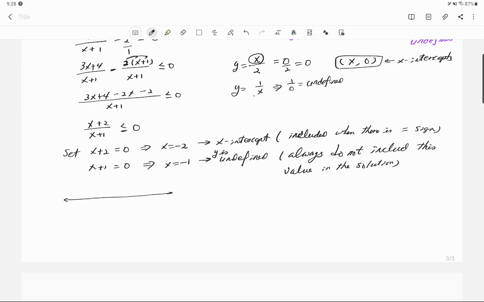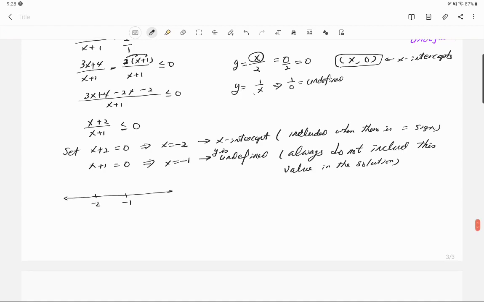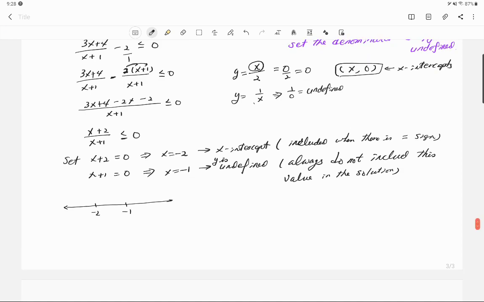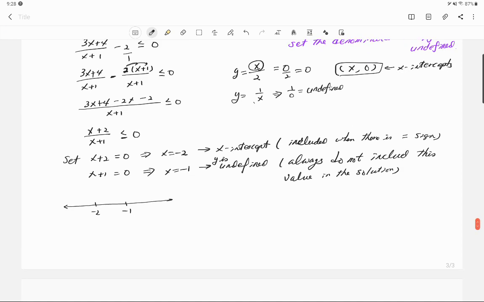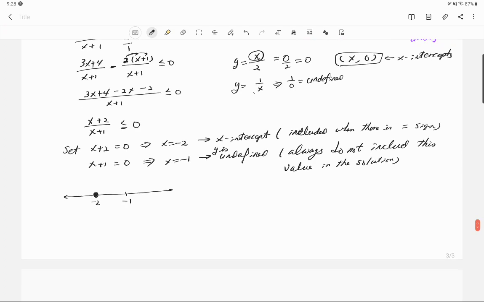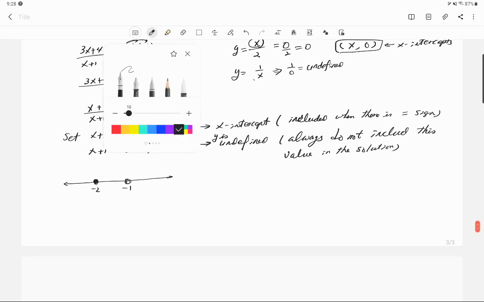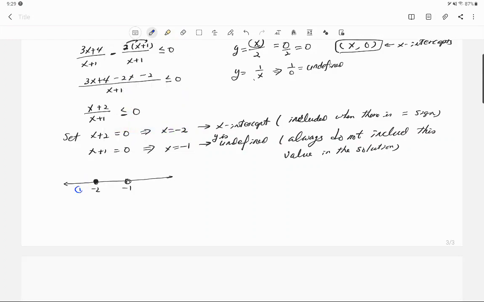Now the next step is to plot these 2 points on the number line, when x equals -2 and -1. When x equals -2, that is the x-intercept, and since there is an equal sign, we include this point, so I will put a dark circle. When x is -1, that's undefined, so we always do not include this number. So -1 is not included in the solution. So there are three x intervals: interval 1, interval 2, and interval 3.